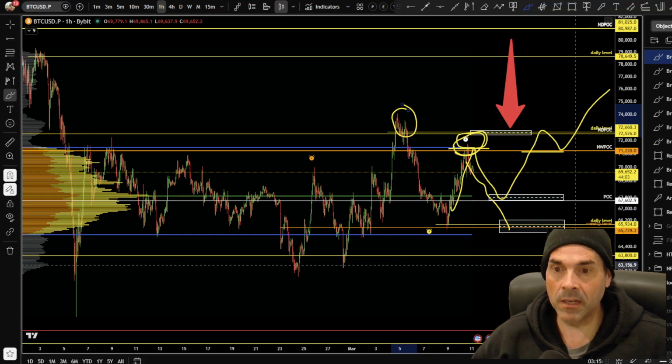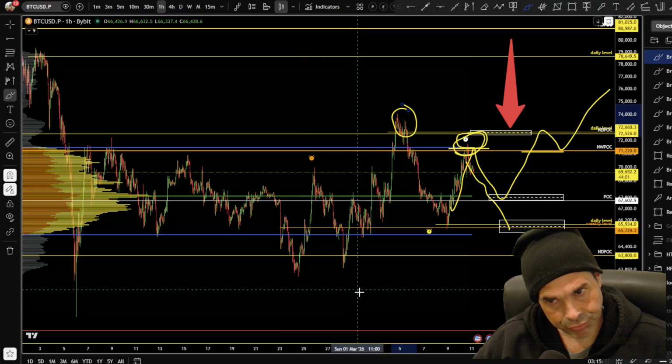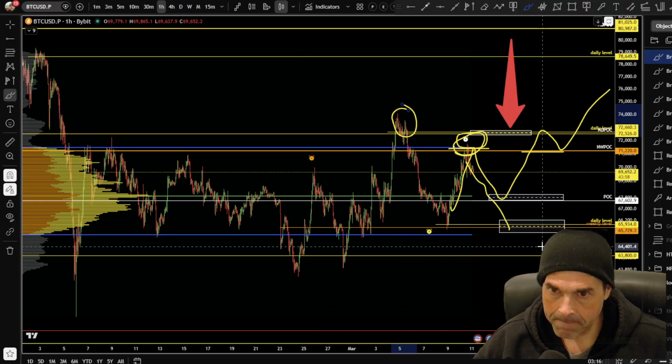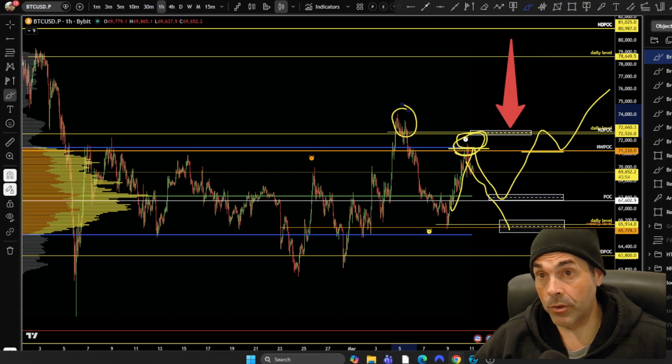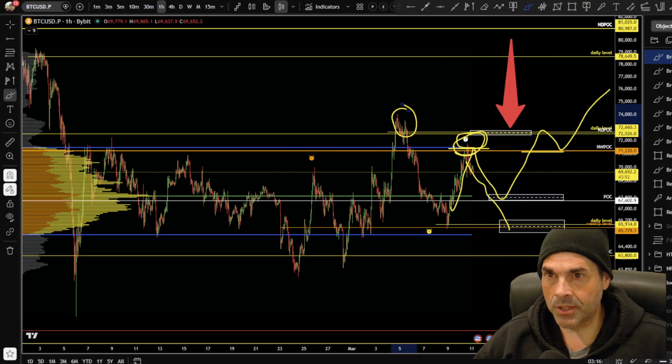I would love to be in a long. It's just, I just don't like the way these trades look, but I will trade them. Let's look at some altcoins here too, by the way.